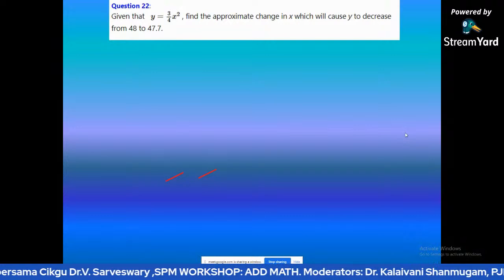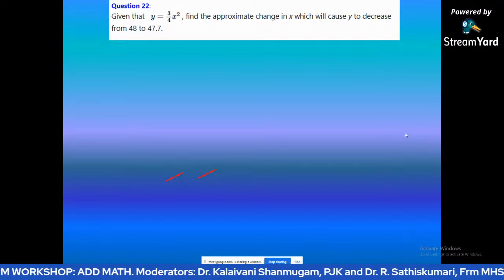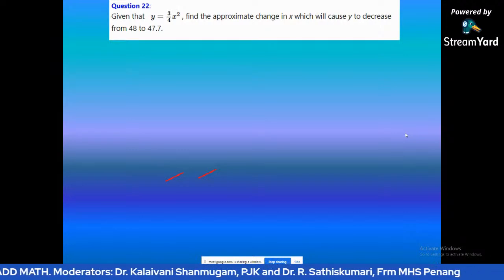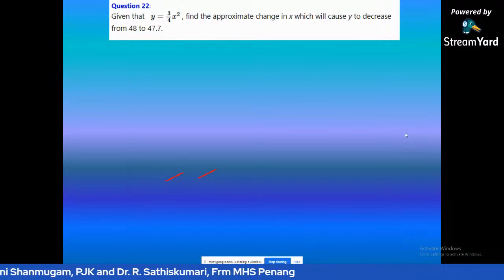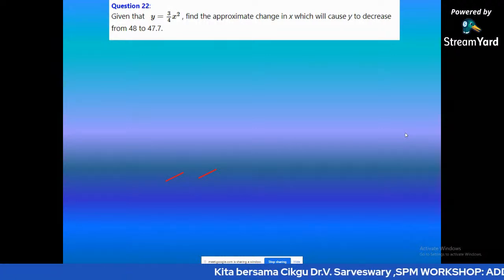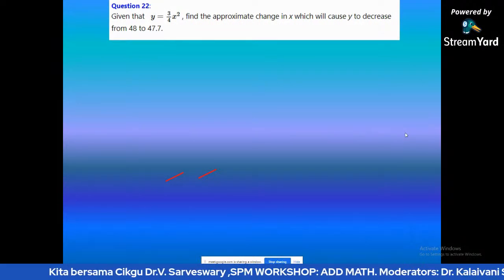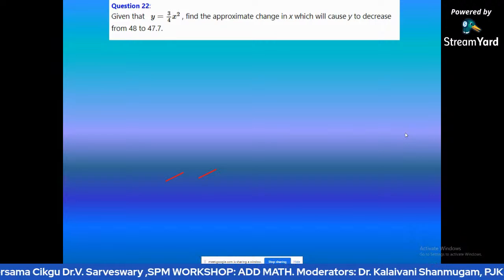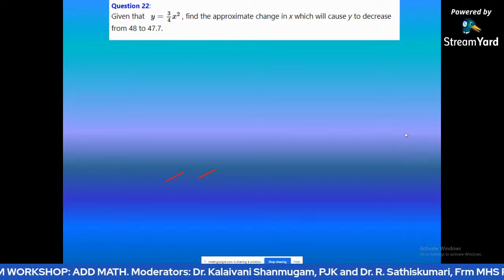Given that y equals 3 over 4x squared, find the approximate change in x which will cause y to decrease from 48 to 47.7. Okay, you will surely have rate of change, or what they also call small changes. Another form is dy, this is delta y. Another one is dy dt, rate of change. This is the small changes.